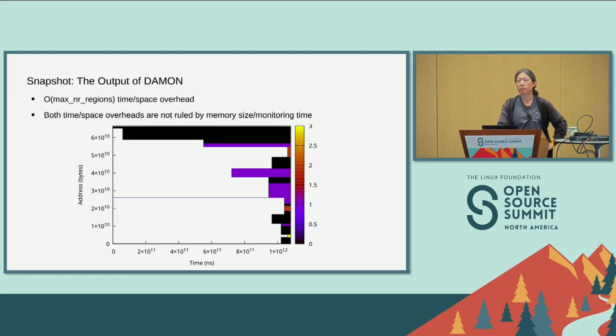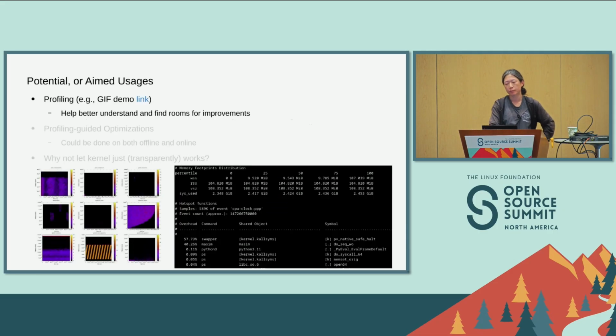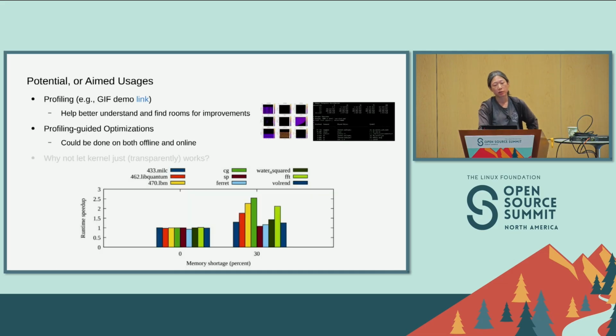And therefore, both time and space overhead are no more ruled by the memory size or monitoring time or the runtime of the workload that we need to monitor. Where we can use this, basically, it's just fun for showing some funny patterns, but it can also be very useful for profiling the access pattern of your systems and workloads. Based on that, you can make some profiling-guided optimizations, like finding hot pages in the workload and protecting those with the mlock system call, or using huge pages, or proactively reclaiming cold pages.